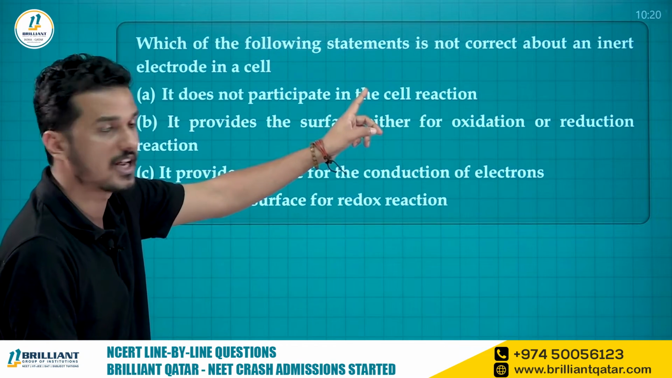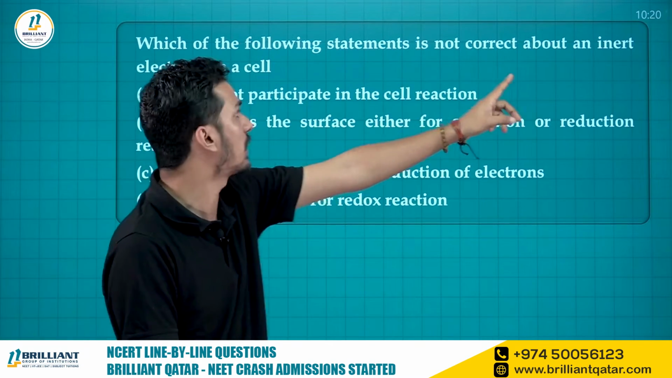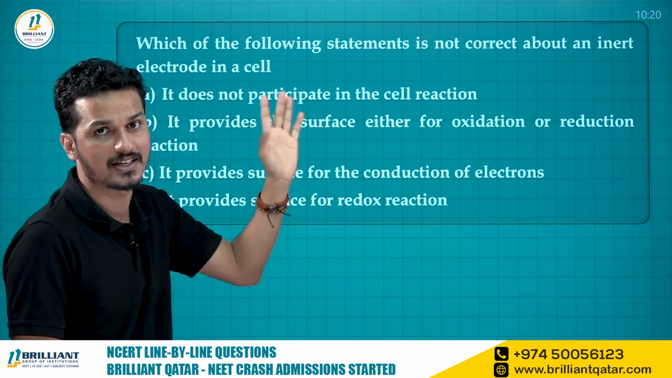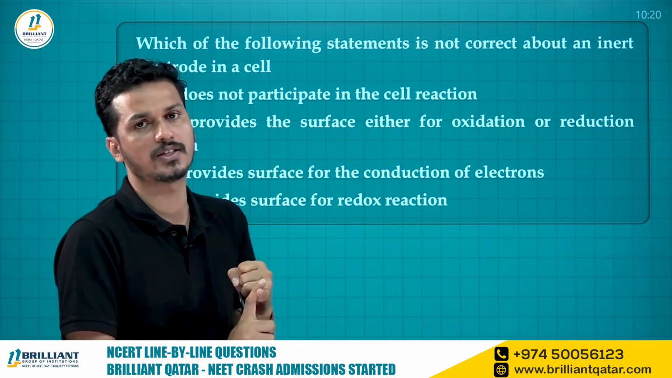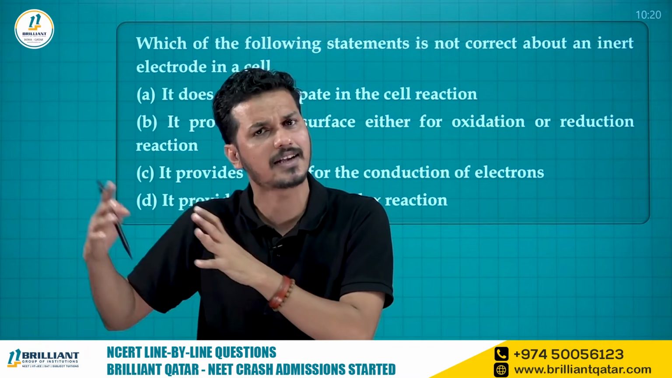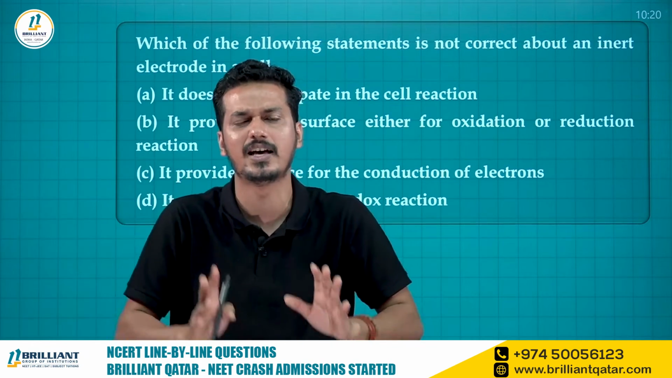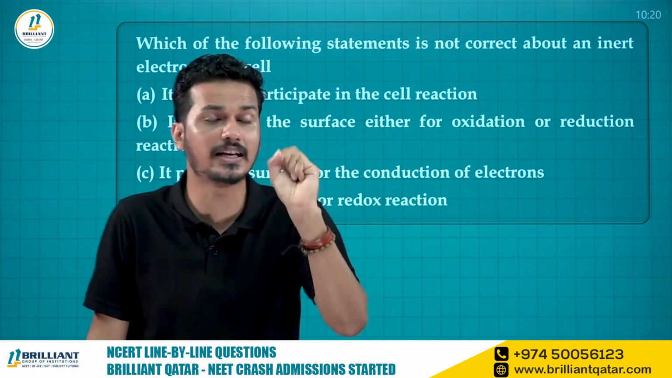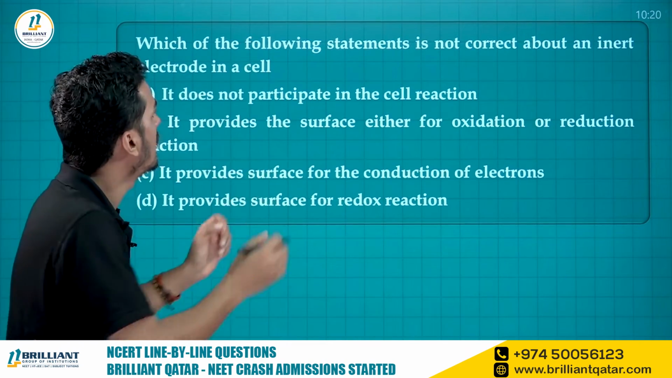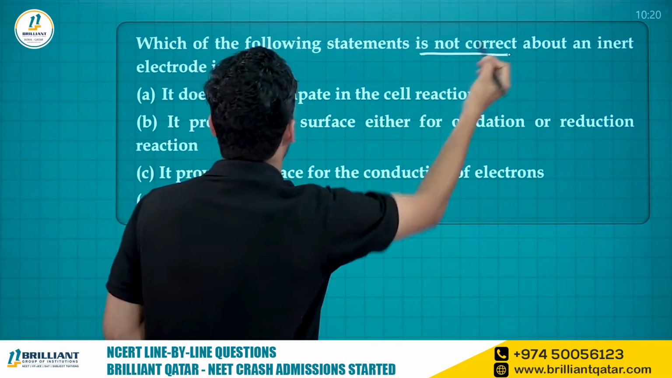Which of the following statements is not correct about an inert electrode in a cell? We know that a platinum electrode is an inert electrode. Some reactive electrodes are there. If I am using zinc and copper, they are reactive electrodes. If I am using platinum, that's an inert electrode. So they are asking which one of the following statements is not correct.